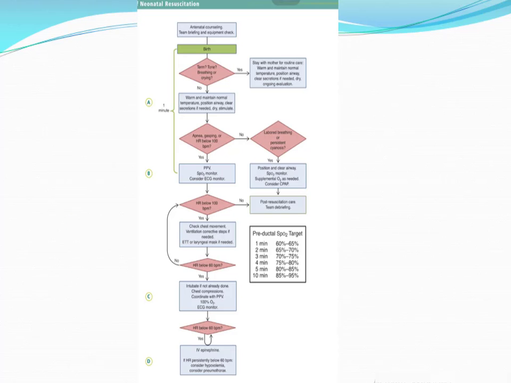And this is, as we mentioned, the antenatal counseling, team briefing, and equipment check before birth, then term. If not term, preterm, poor tone, not breathing or crying, then you go down: warming, maintaining normal temperature, positioning the airway, clearing secretions if necessary. We do drying and stimulation. You should not continue stimulation beyond 1 minute if the baby is not taking breath. You should go straight to check for apnea, and if the baby remains apneic, gasping, with heart rate below 100, then you should start positive pressure ventilation by 1 minute.